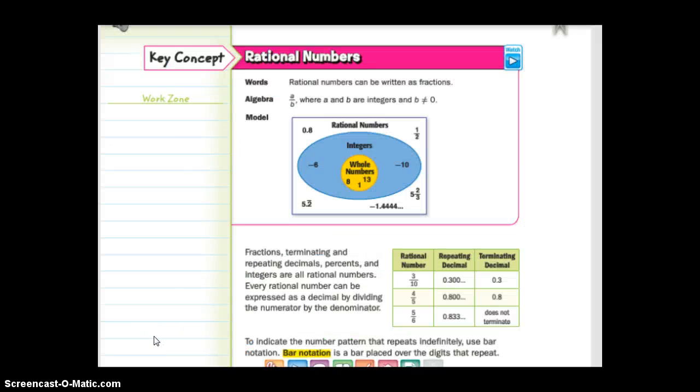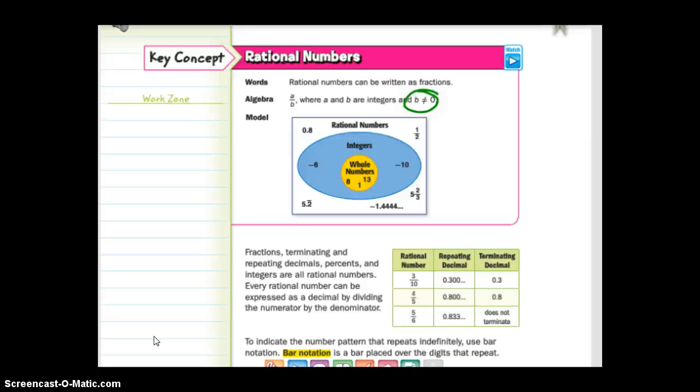Now we're going to get into some complicated stuff. We're going to talk about rational numbers. Again, a rational number is any number that can be written as a fraction. Oh, but there's a rule. B, the divisor, or denominator, cannot be 0.